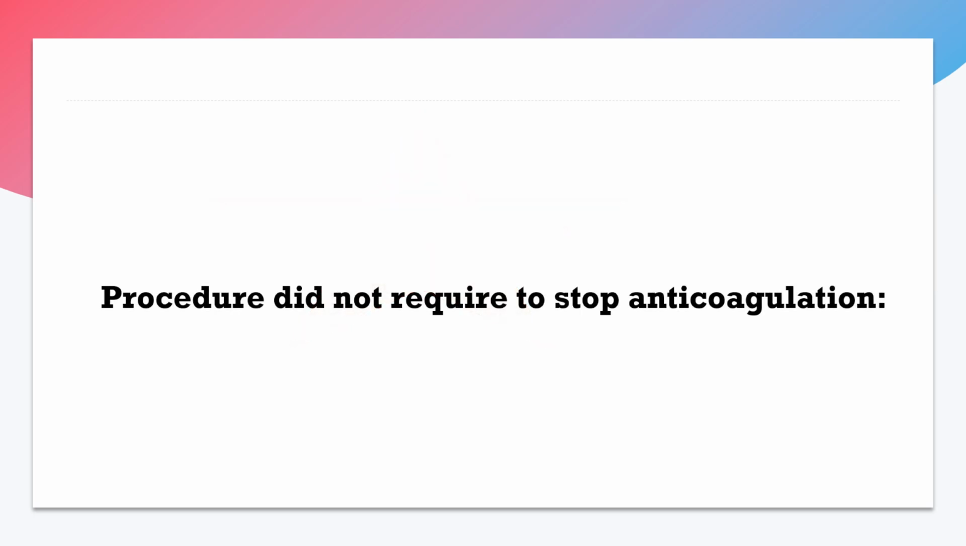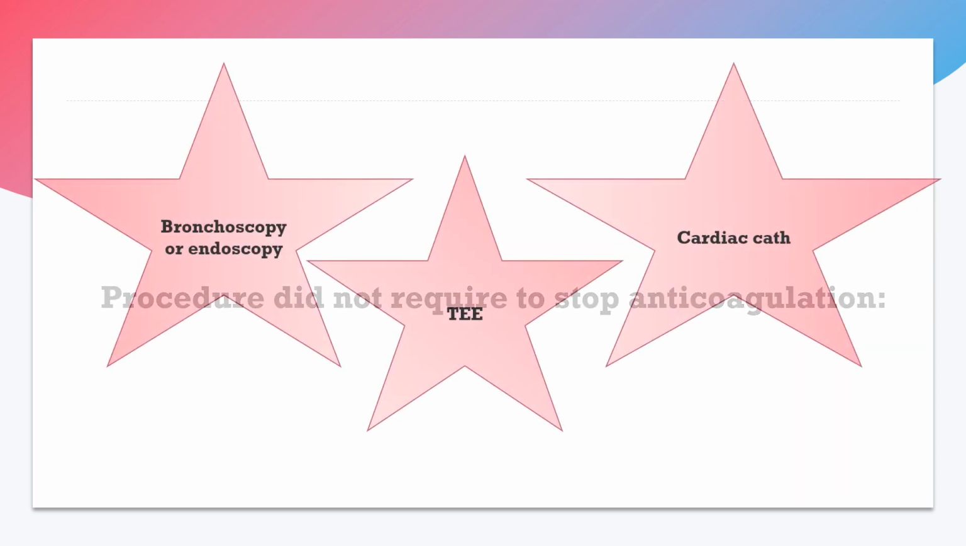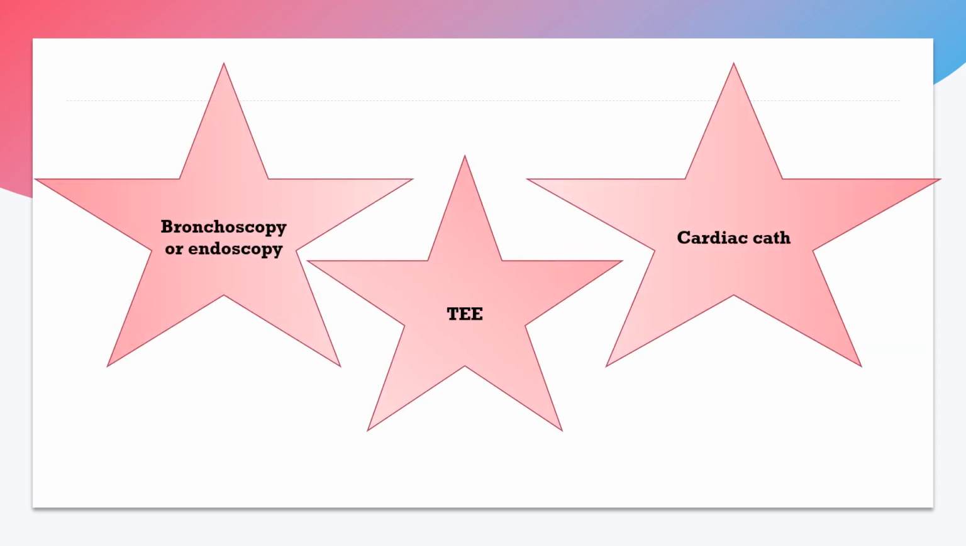Some procedures do not require stopping anticoagulation, like bronchoscopy or endoscopy. For bronchoscopy, we use flexible bronchoscopy, and we should take care to avoid trauma to the endothelium, and it should be done by an expert. Transesophageal echo is inserted and done by an expert, and also cardiac cath. Every procedure on ECMO while the patient is on anticoagulation should be done by the most expert person.